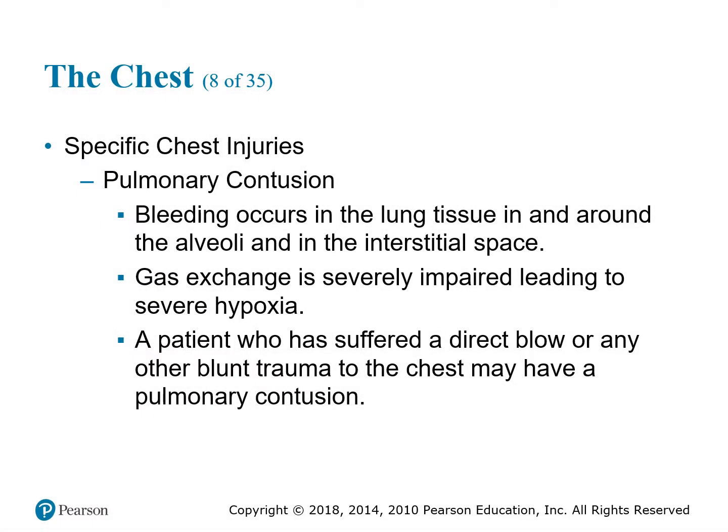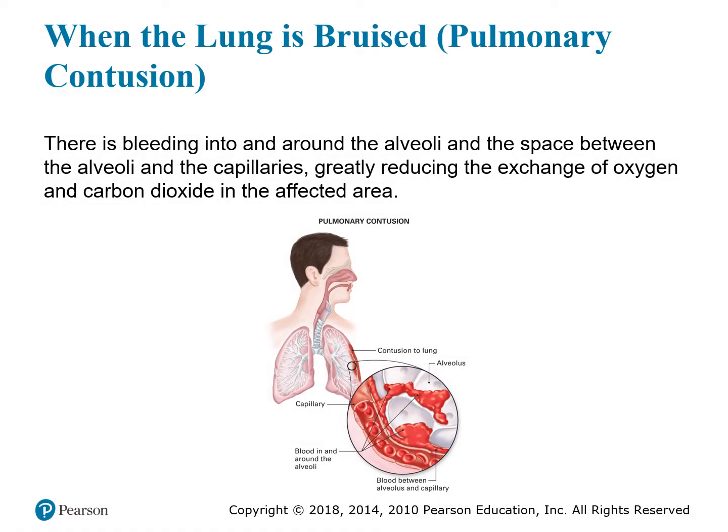Pulmonary contusion. Bleeding occurs in the lung tissues and around the alveoli and in the interstitial spaces. Gas exchange is severely impaired, leading to severe hypoxia. A patient who has suffered a direct blow or any other blunt trauma to the chest may actually have pulmonary contusion. Here we show that there's bleeding into and around the alveoli and the space between the alveoli and capillaries. This greatly reduces the exchange of oxygen and carbon dioxide in the affected area.